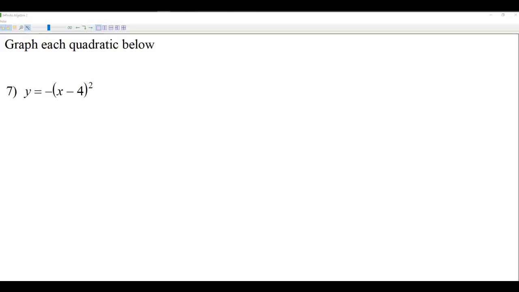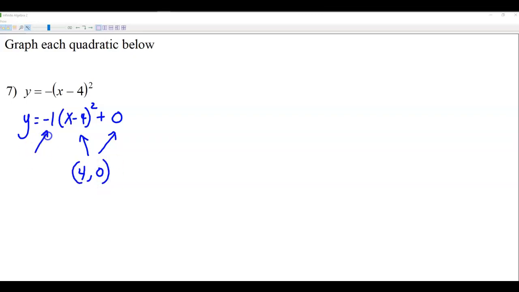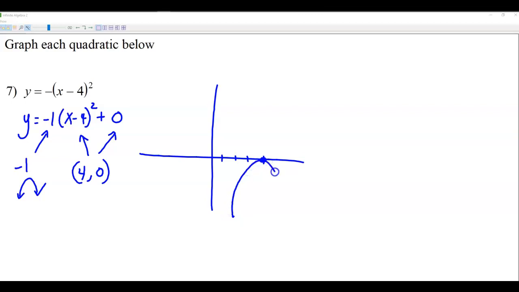Number 7, we're missing some numbers here, but we can fill those in. The A is a -1. The H is a 4. The K is not there, so that means it's 0. So my vertex in this case would be 4, 0. Don't forget to make the H an opposite sign. And then since we have a negative A value, that means we have a sad face parabola. So if I were to graph this, 4, 0 would be located here. That's my vertex. And if I drew a sad face parabola from there, that would look like that.